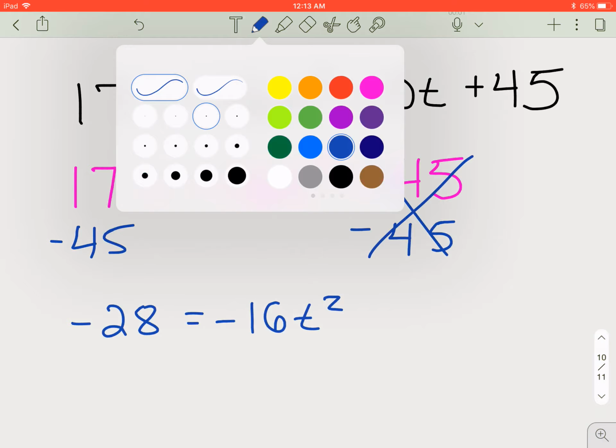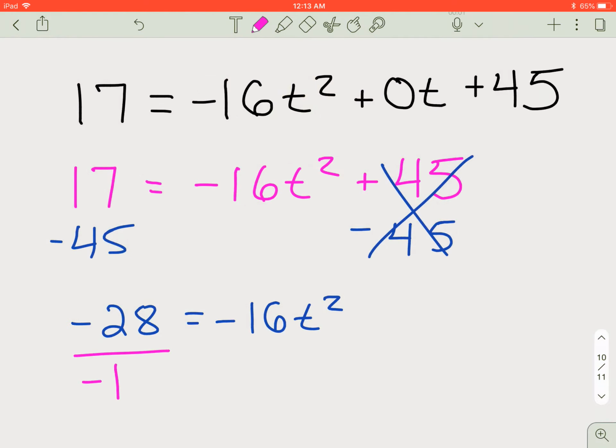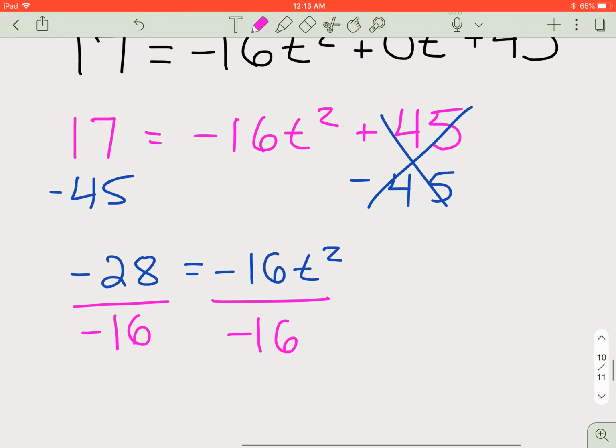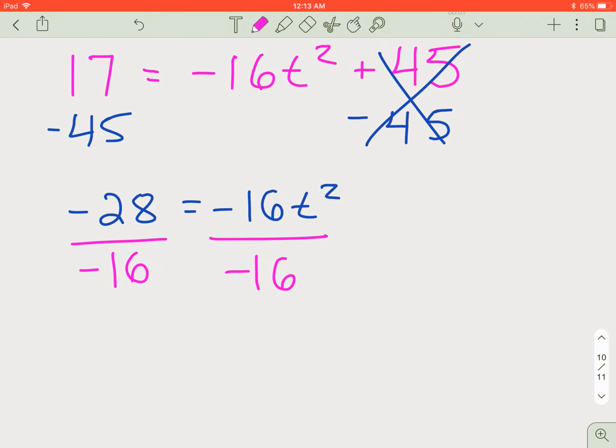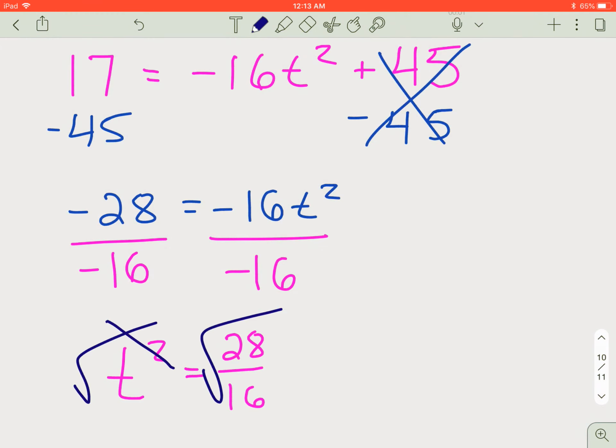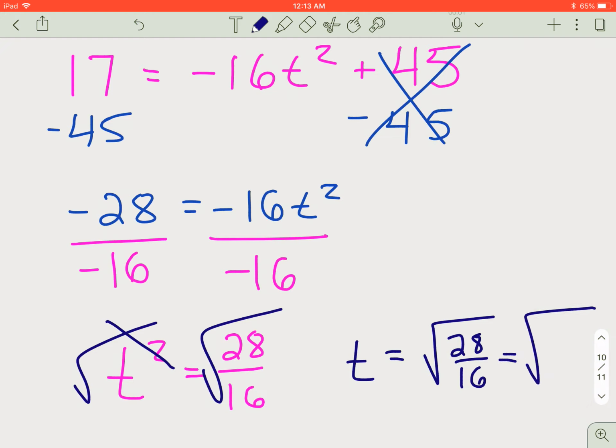I would then have to divide both sides of my equation by negative 16. That would leave me with t squared equals a positive 28 sixteenths. I would then take the square root of both sides. My square and my square root cancel out, and that leaves me with t equals the square root of 28 sixteenths, which is the same as the square root of 7 fourths if I reduce it.